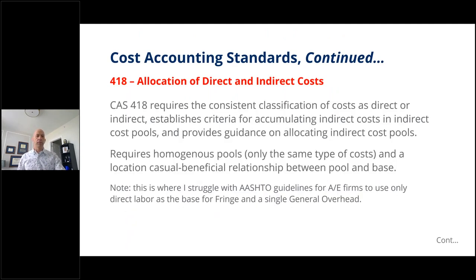418 deals with the allocation of direct and indirect costs. You may recall when we were talking about the fundamentals of indirect rates and the advanced indirect rates, we talked about having a causal, and I believe we've got a typo there. We tried to fix it, and I think sometimes Microsoft thinks it's smarter than I am. I'm trying to make sure that I fix that. It shouldn't be a casual. It should be a causal beneficial relationship between the pool and base. And in fact, it needs to be a logical. We've got a double whammy there, so shame on me. It's supposed to be a logical, causal, beneficial relationship between the pool and base.